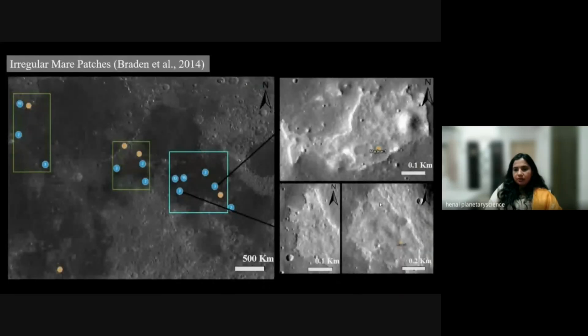These are the recent volcanic features that I mentioned, irregular mare patches. See, in the right part, there are high albedo, irregularly shaped features present. These have formed within the last 1 million year period on the moon. So these are the most recent features present on the moon.